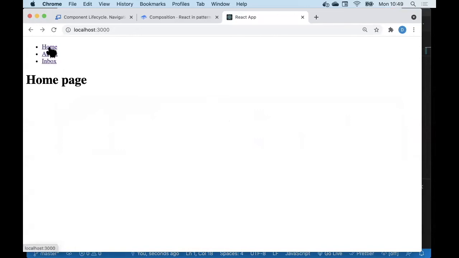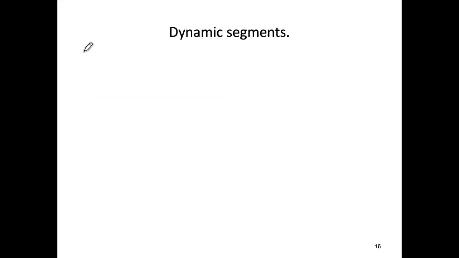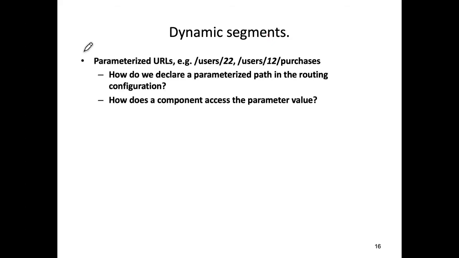Now, ideally, of course, we'd like these hyperlinks to be constant across all our pages. We'll see how to do that in a later sample. The next feature we want to look at is what React Router calls dynamic segments. More commonly, this would be referred to as parameterized URLs.